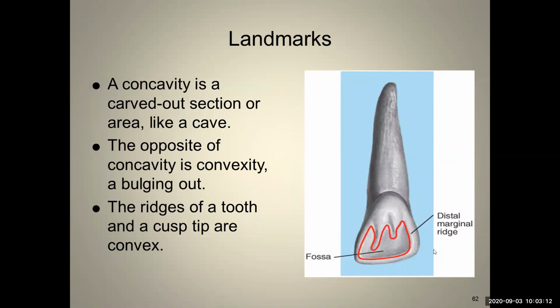You have a concavity, which is shallower than a fossa. When you have a concavity, a little shallow or carved out depression, you usually have a convexity where it's bulging out. So with a concavity and a convexity, is it scooping in or bulging out? So you've got your distal marginal ridge, your mesial marginal ridge, you've got tubercles, you've got a fossa, shallow depression, or concavity.